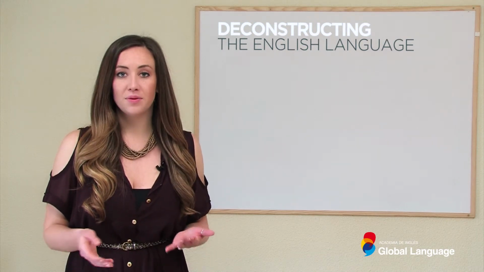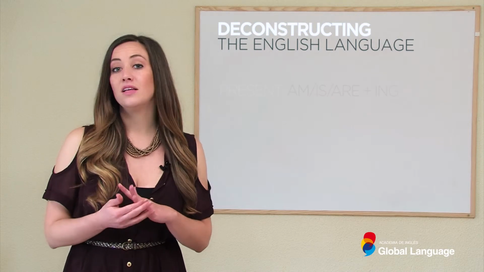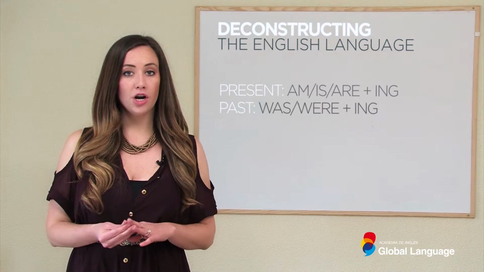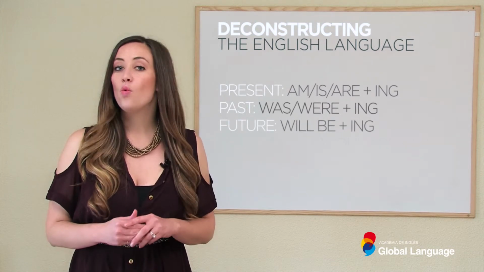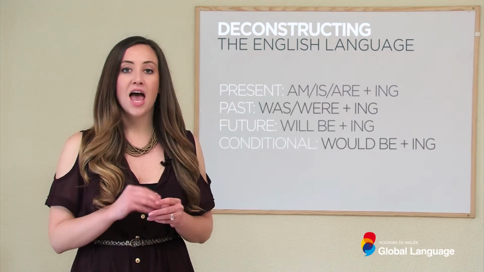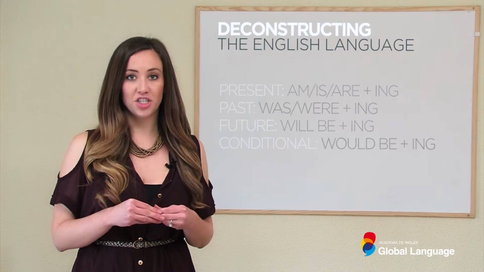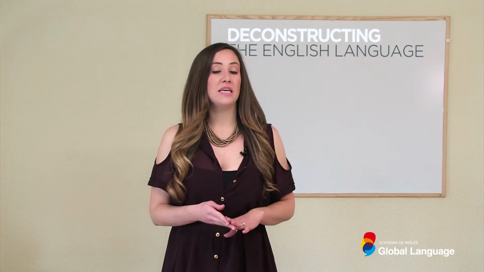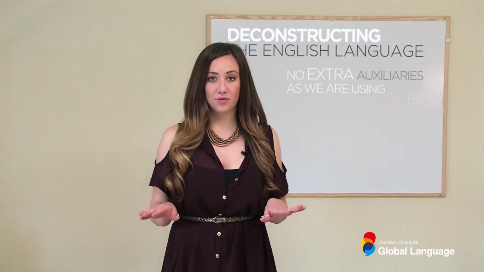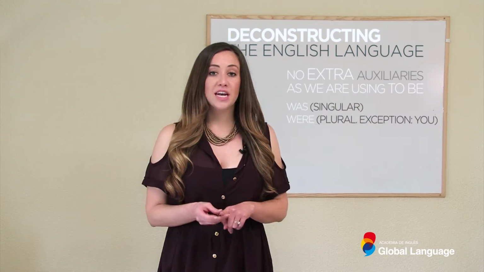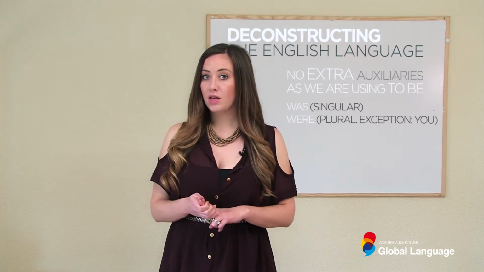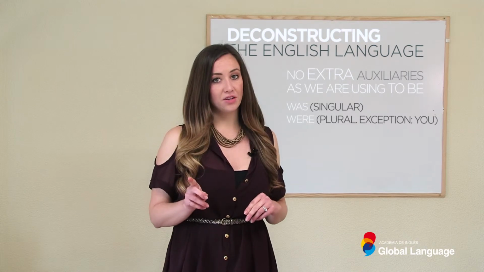Here are some examples. Am, is, are plus ing. Was, were plus ing. Will be plus ing. And would be plus ing. In the present and past, the verb to be does not need its auxiliary. Remember, you connect was with the singular and were with the plural, with the exception of you singular.